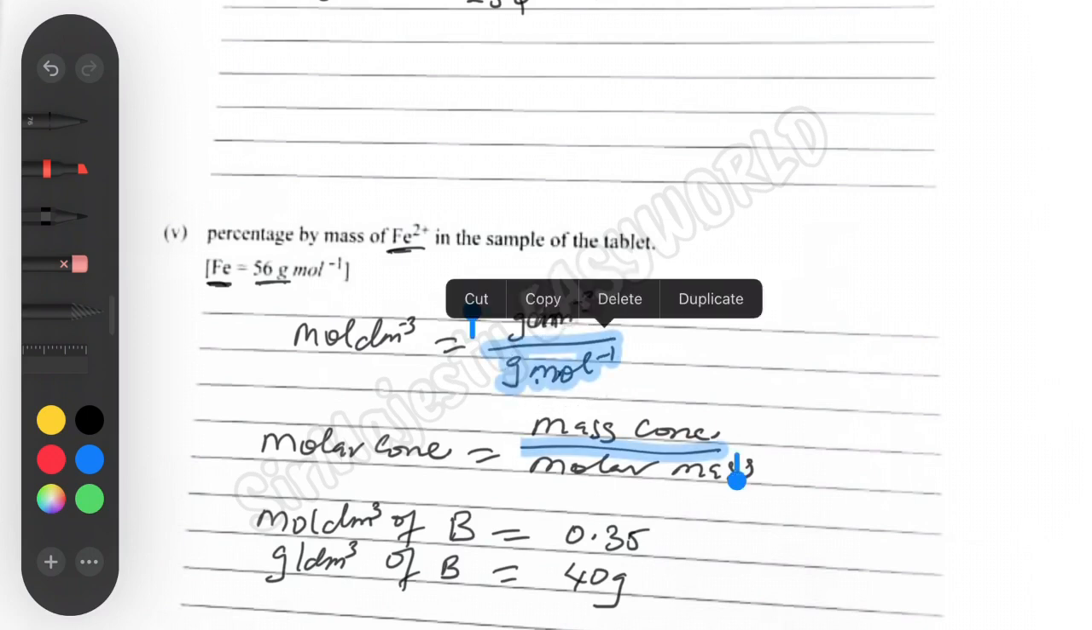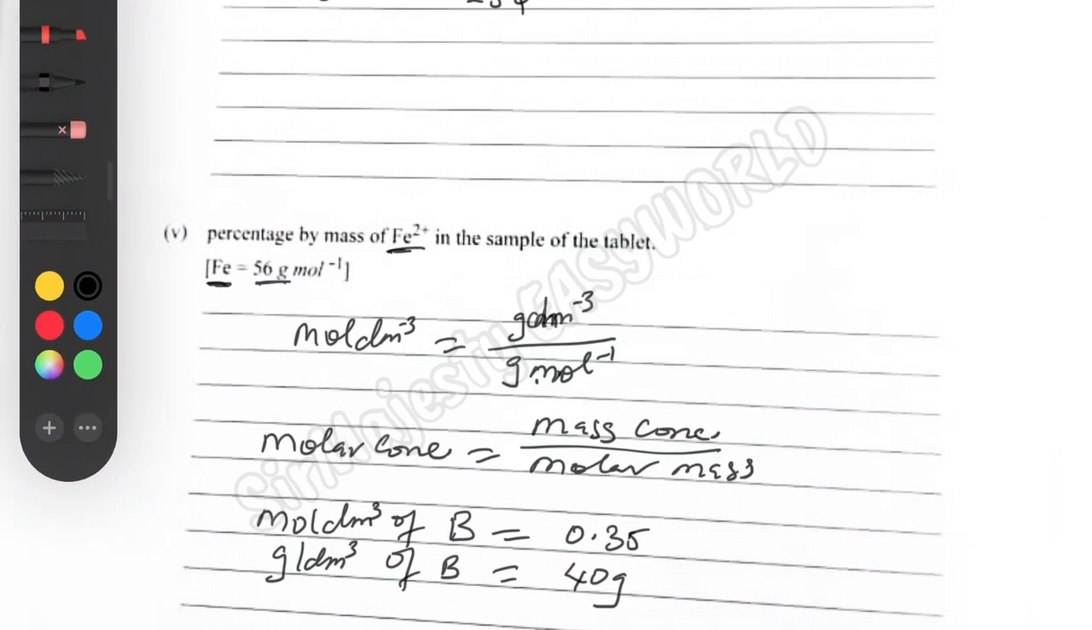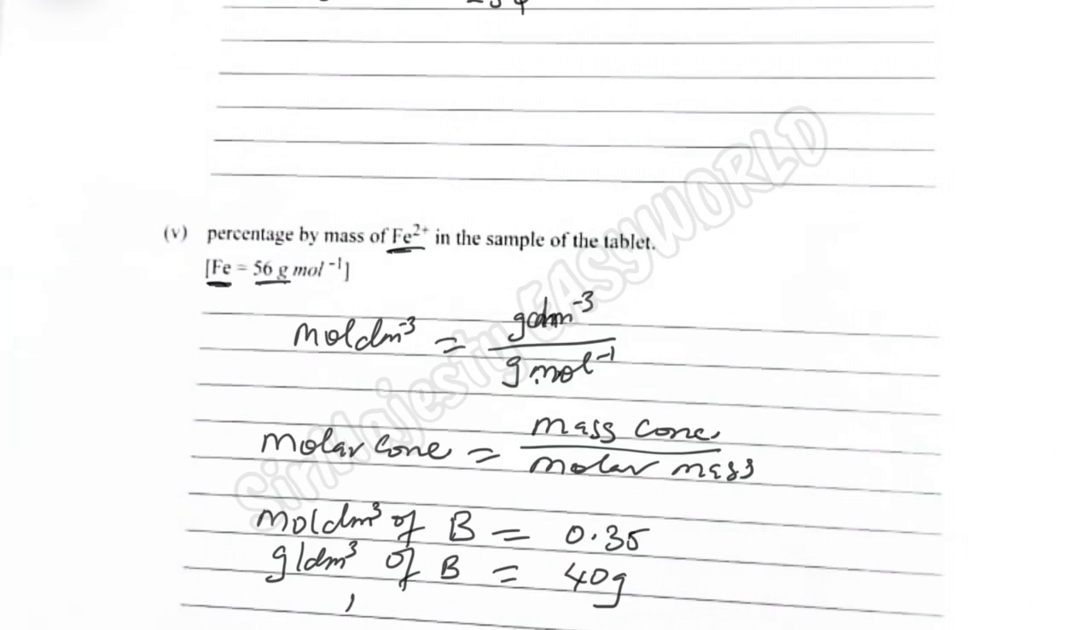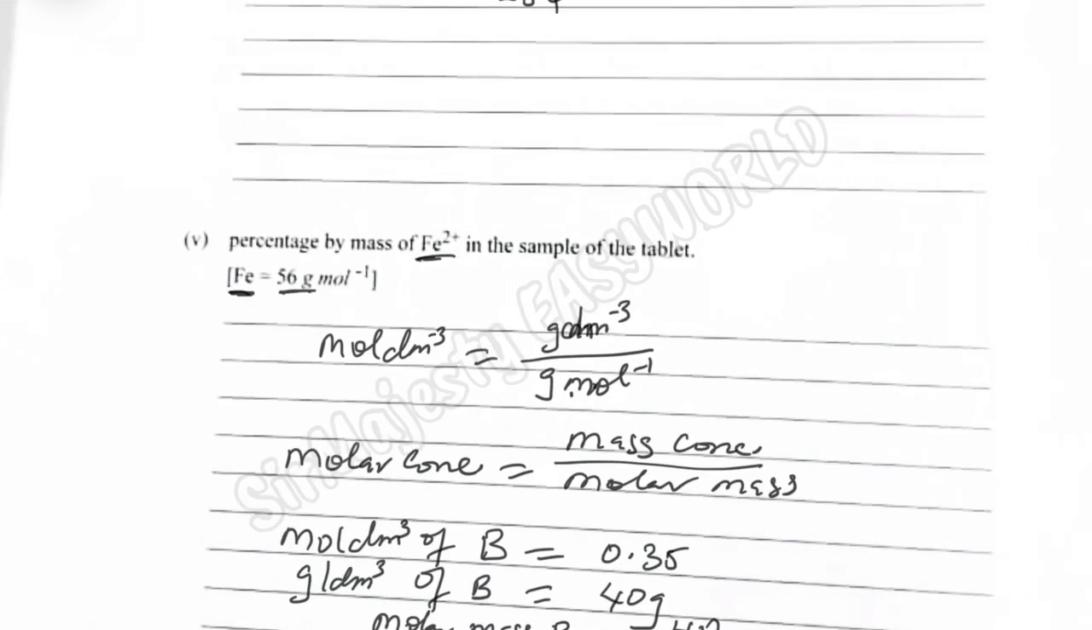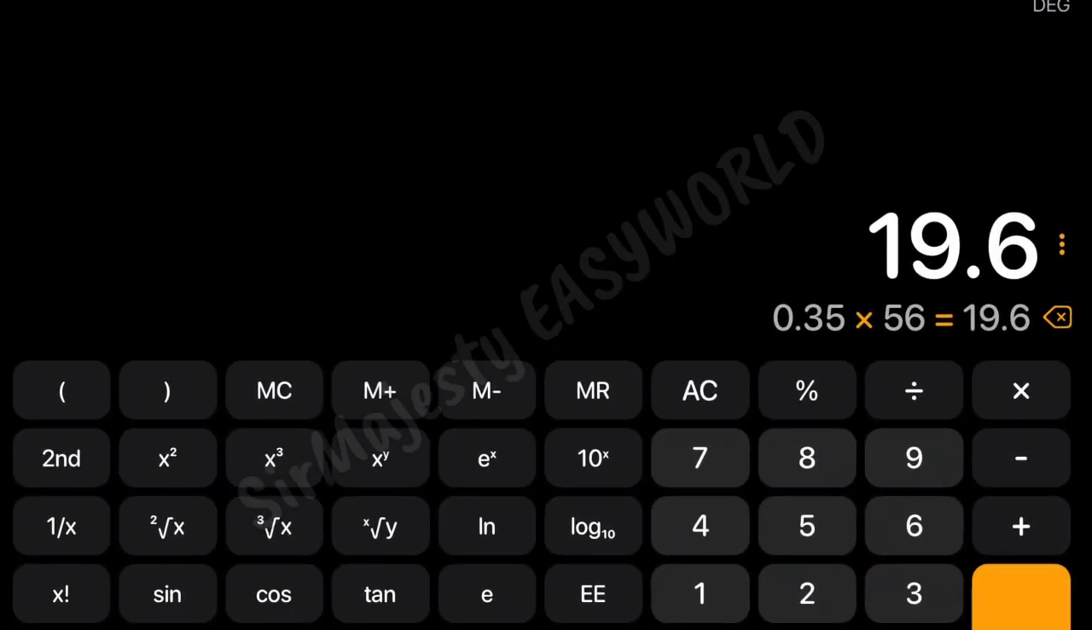Therefore, what must we do? We have to make gram per mole the subject of the formula, and gram per mole is nothing but the molar mass of B. It will be the mass concentration all over the molar concentration. So the mass concentration is 40 over the molar concentration, which is 0.35. Let's go to our calculator. We have 40 divided by 0.35.